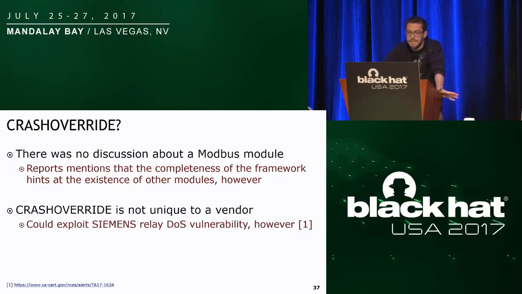The other thing is that CRASHOVERRIDE was never meant to be unique to a vendor. It's process aware. It understands how the grid operations work, but it's not unique to a vendor. It traverses the network and works using industrial protocols. There seems to be a hint that it has some information about a specific vulnerability of a Siemens relay. So we don't know whether there's a bigger database of vulnerabilities of power grid devices in place.